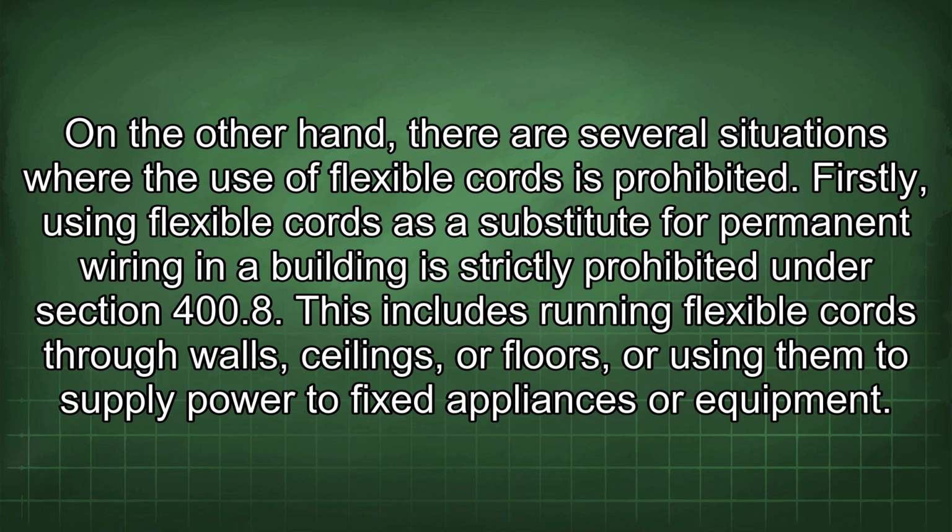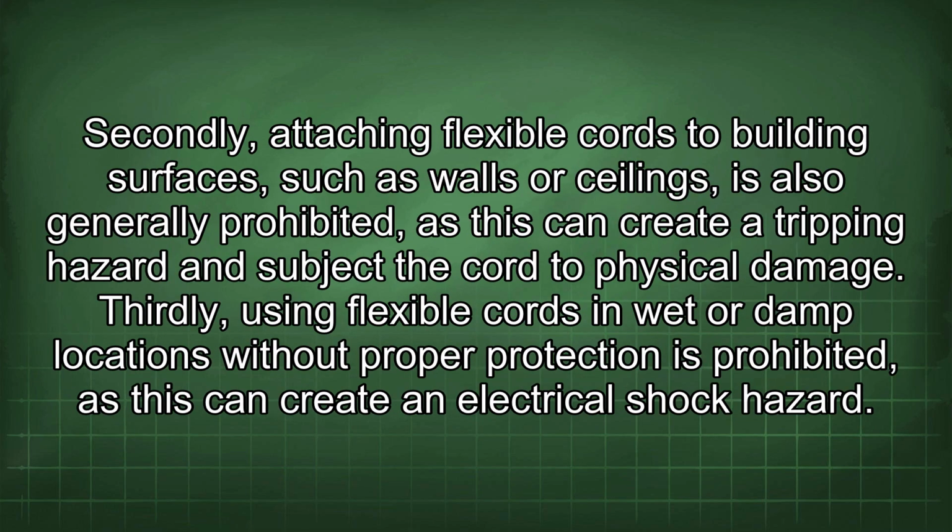Firstly, using flexible cords as a substitute for permanent wiring in a building is strictly prohibited under Section 400.8. This includes running flexible cords through walls, ceilings, or floors, or using them to supply power to fixed appliances or equipment. Secondly, attaching flexible cords to building surfaces such as walls or ceilings is also generally prohibited, as this can create a tripping hazard and subject the cord to physical damage.